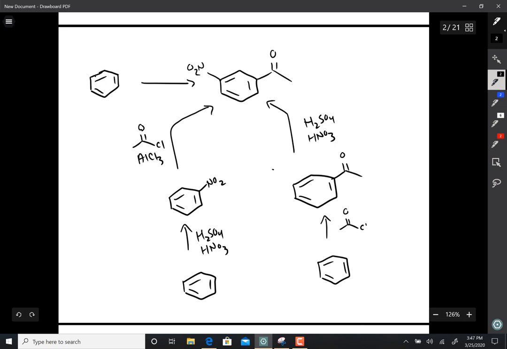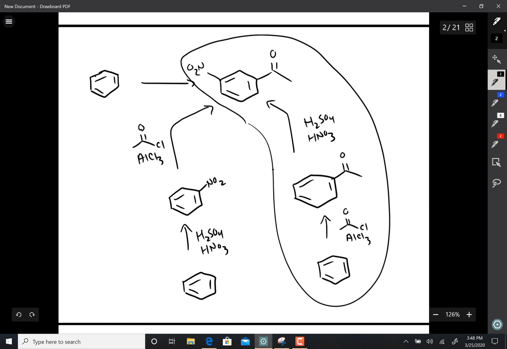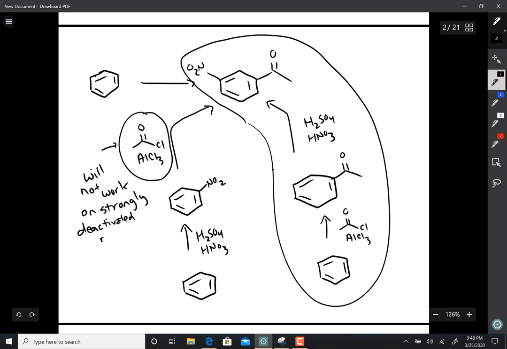Now, thing is, this pathway is the correct order. Now, this is very, very subtle. It has to do with Friedel-Crafts. Adding carbonyls onto benzene rings has a bit of a limitation. It will not work on strongly deactivated rings. And in this class, what we define as strongly deactivated are metadirectors. So if you have a metadirector on a benzene ring, there's a good chance you won't be able to add a carbonyl to it. If you try, that reaction will likely fail.